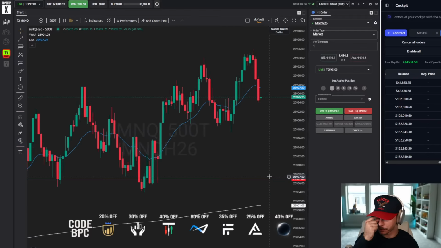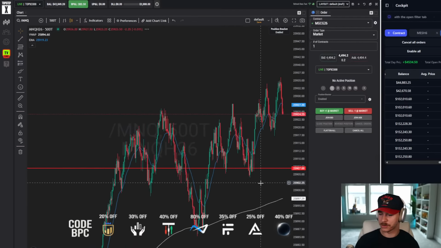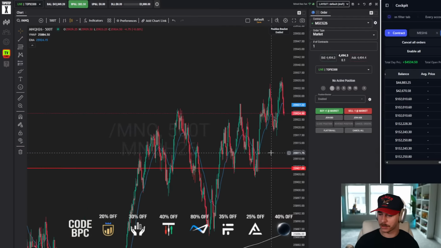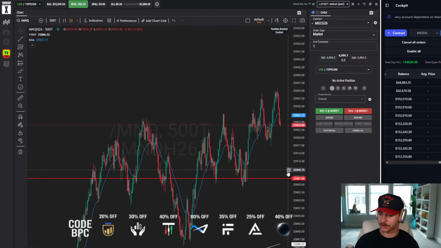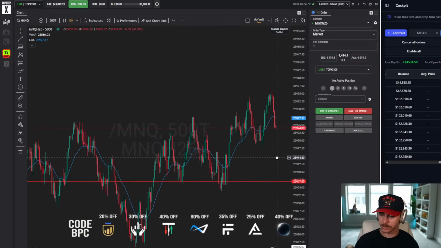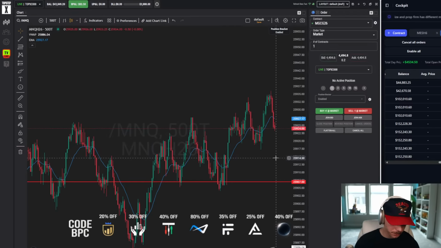Big dump on NQ. Not a big dump at 10 points. It just seems a little difficult to get long and hold it with how weak it is through the highs. You're breaking the highs and then seeing pretty ugly pullbacks. It's hard to get in there and trust it.